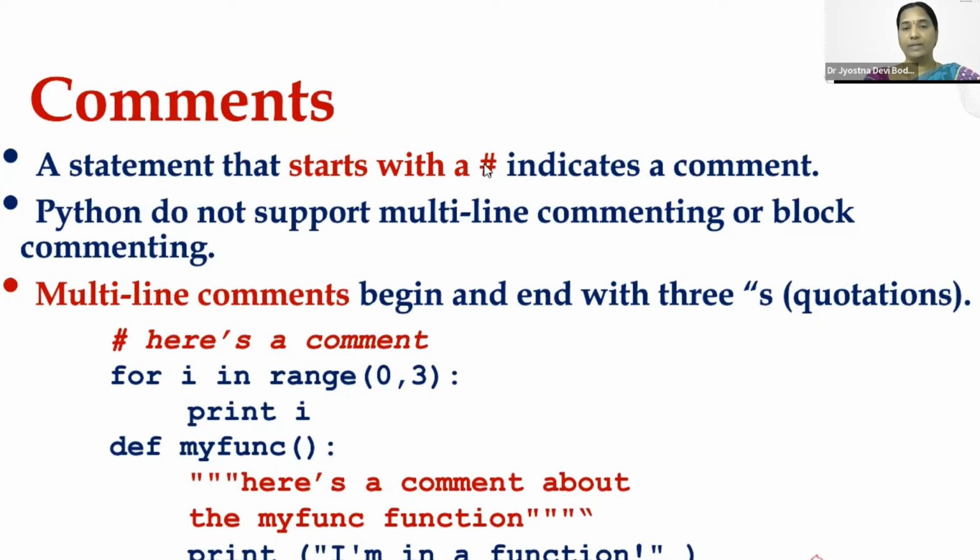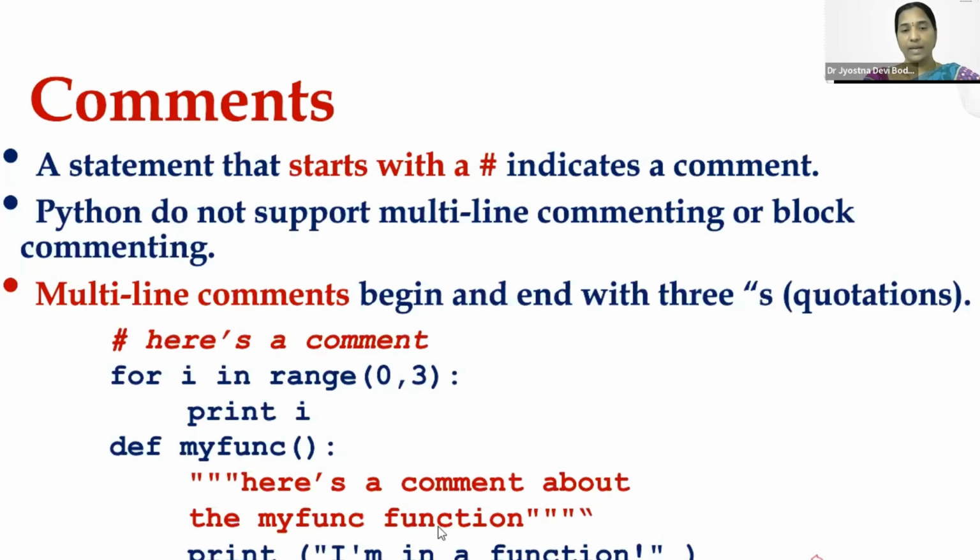So the single line comment is the hash symbol. Any statement that starts with this hash symbol is considered a comment. Comment means it will not be considered by the interpreter. While compilation or interpretation and execution, it will be ignored by the Python interpreter. So such statements are treated as comments. They are only for understanding purposes.